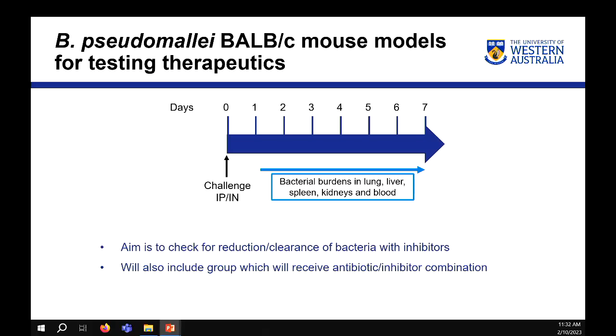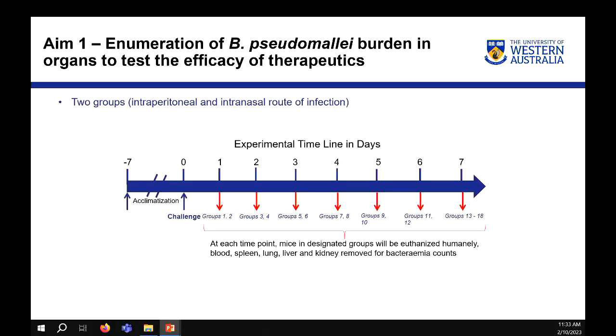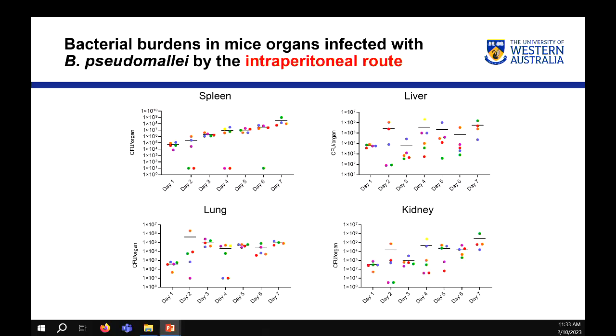So here, what we did was we had groups that we took each of these days, and the aim was to check for reduction, clearance of bacteria. So this was the experiment that we did. The animals, when they come in, have to acclimatize for a week before you can do anything, so that they get comfortable in their new environment. And then we challenge on day 0, and then we took each group on each of these days, and had a look at bacteria in the various organs.